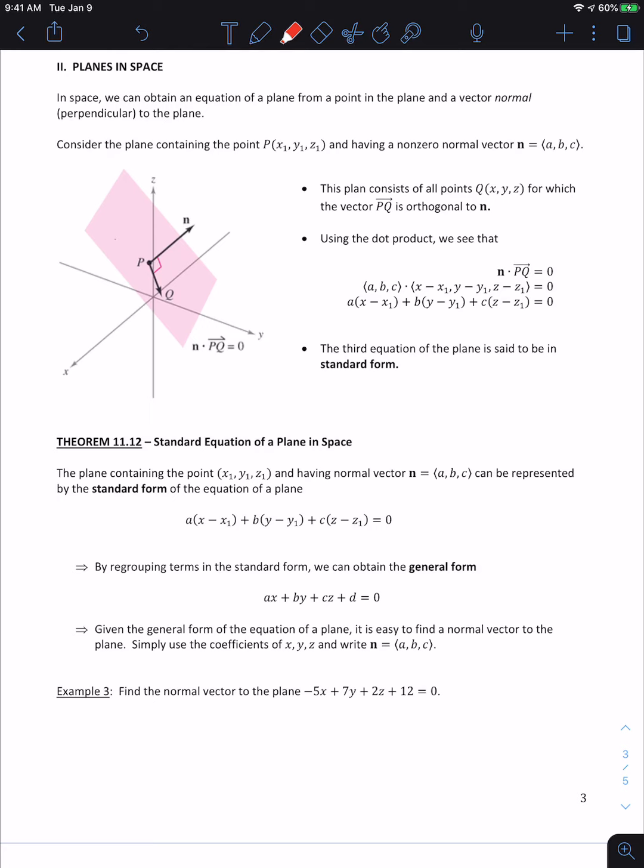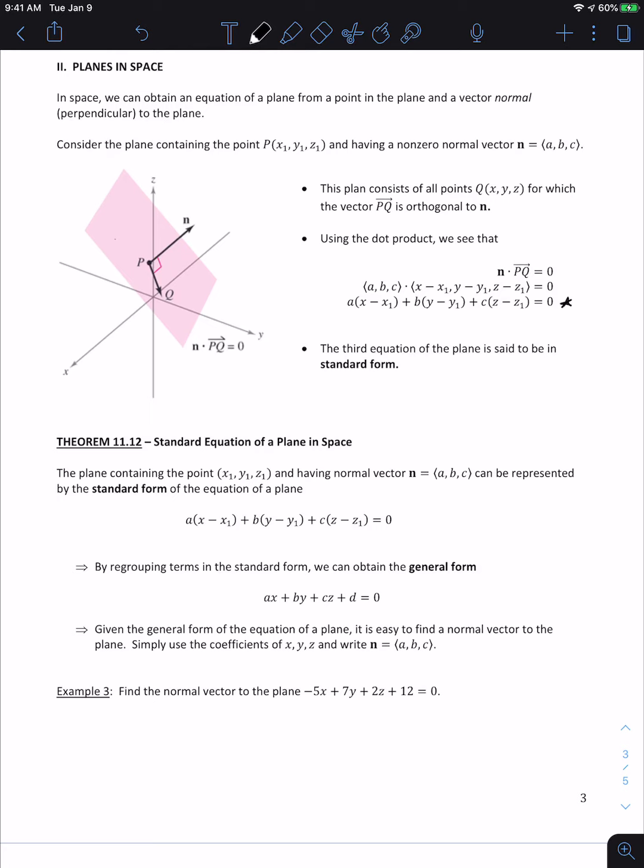And then if we do dot product, remember, what does it mean to dot product? That means first component with first component, plus second component with second component, plus third component with third component. And we get this equation here. So this third equation of the plane is said to be in standard form.